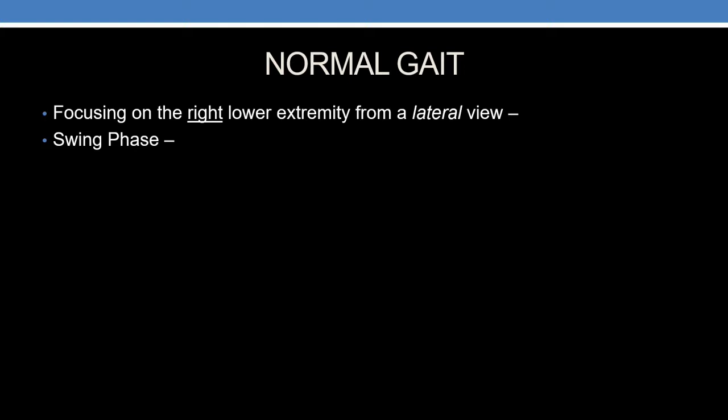Finally, while the swing phase comprises the lesser portion of the entire gait cycle, approximately 40% of the entire cycle, deviations in swing phase are sometimes even more evident than are deviations found during the stance phase of gait. So let's go over some normal and abnormal findings that we might see in the swing phase of gait.